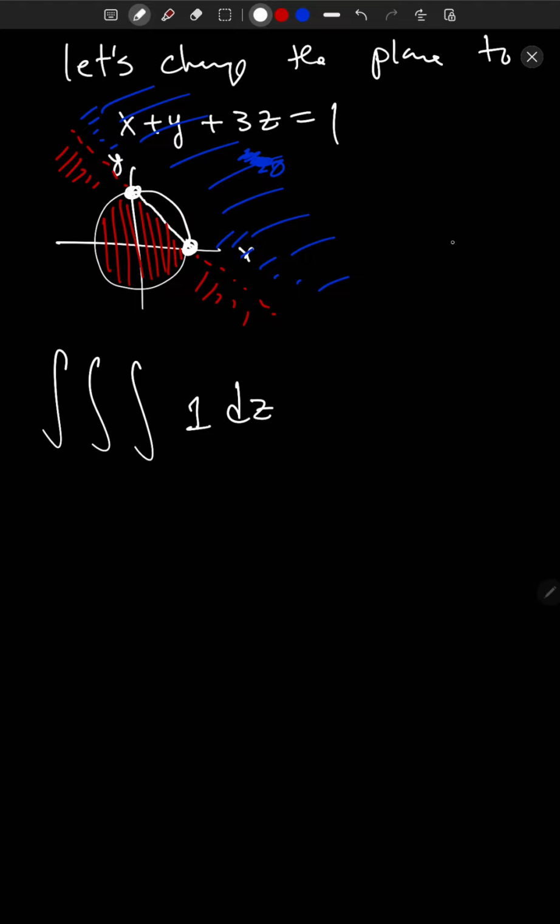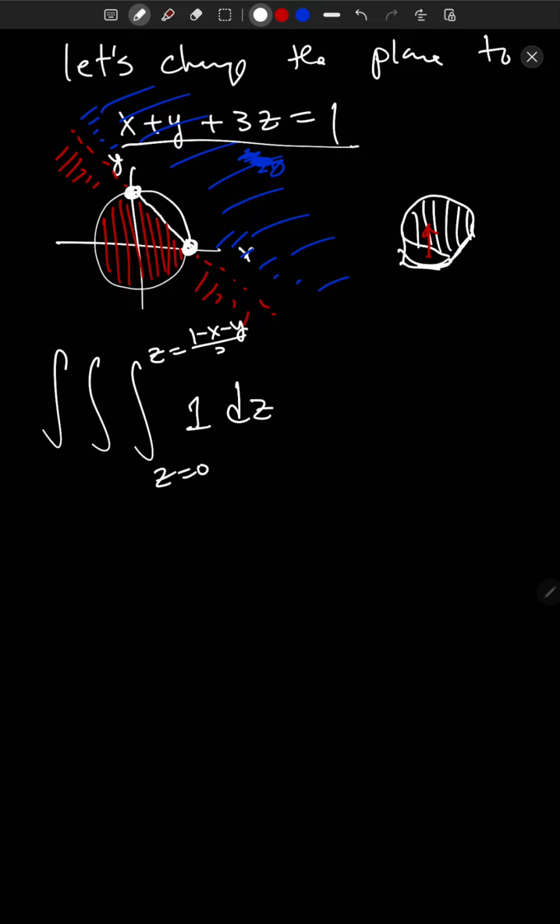Our picture is a little different this time. It looks something like this, right? Very much like the wedge that we did in a previous section. But this top part is a plane, right? So we're still integrating from the ground to our new plane. So this is still going to be z equals 0, the ground, to z equals the plane, which in this example, because our plane is x plus y plus 3z equals 1, it's going to be 1 minus x minus y over 3.